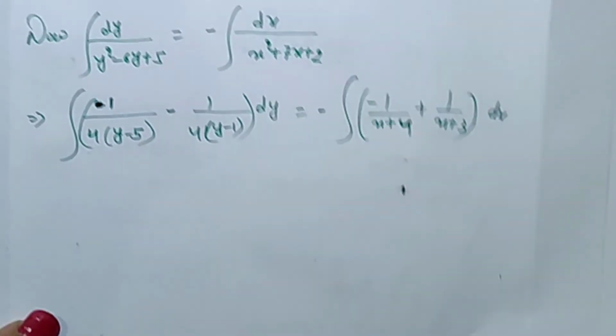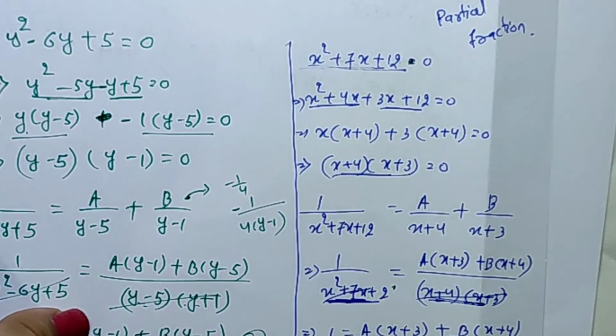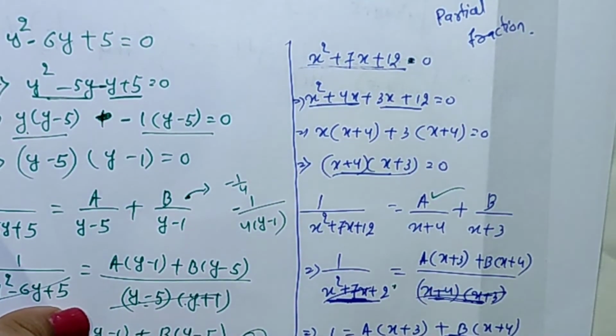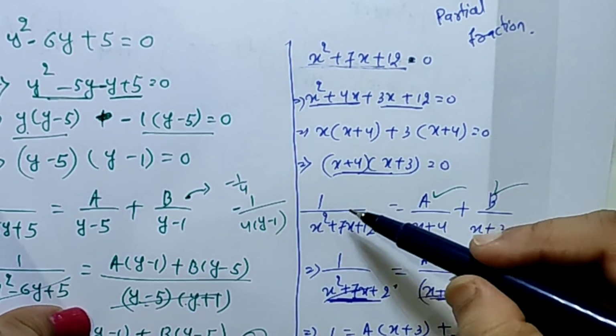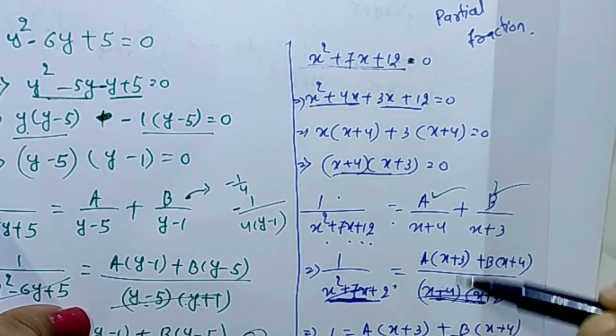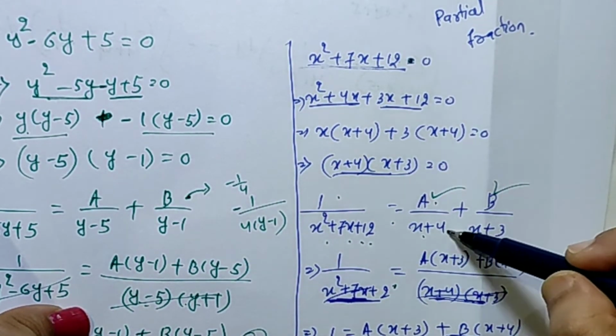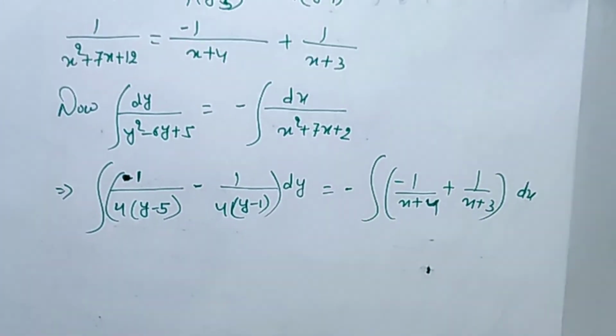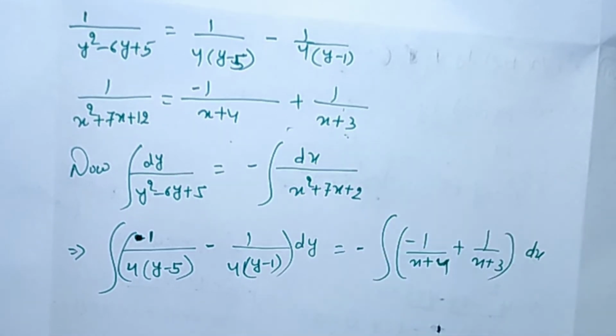Okay. In the same way, I have written the value of a here and the value of b here. Then we will get 1 by x square plus 7x plus 12 is equal to minus 1 by x plus 4 plus 1 by x plus 3.